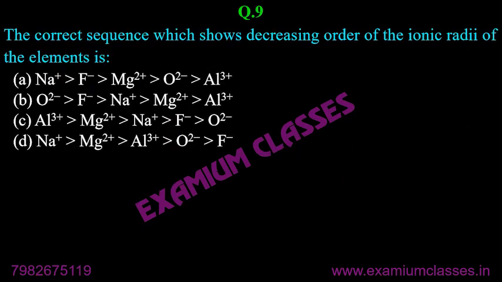Next, the correct sequence which shows decreasing order of ionic radii of the elements is. Decreasing order. The rule I have already told you. The rule related to this question, I have told you, if you use that rule, you get the answer. Simple.